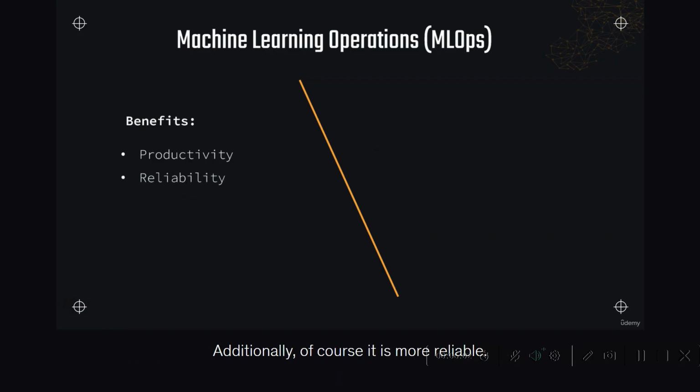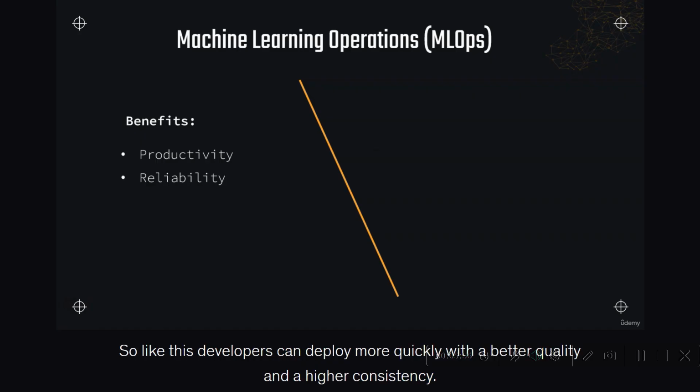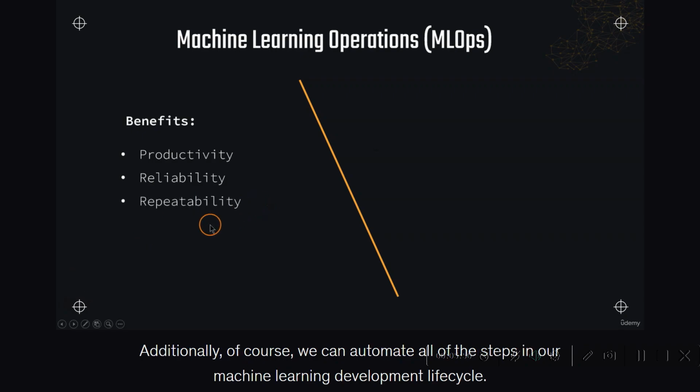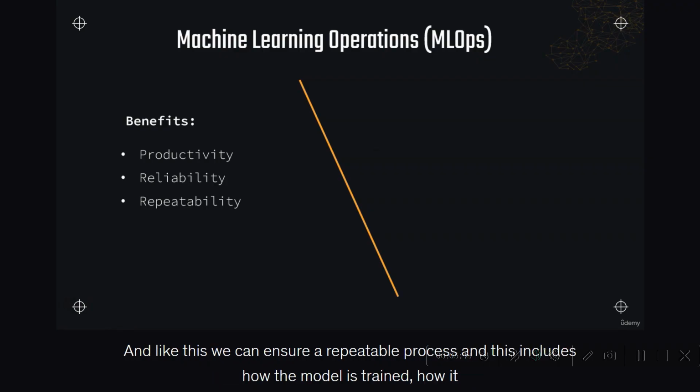Additionally, of course, it is more reliable. So we can incorporate CI/CD best practices. So like this, developers can deploy more quickly with a better quality and a higher consistency. Additionally, of course, we can automate all of the steps in our machine learning development lifecycle. And like this, we can ensure a repeatable process.